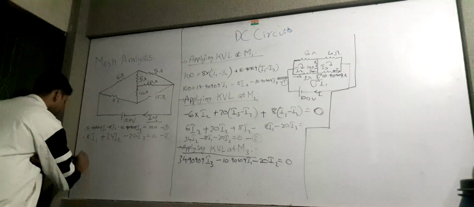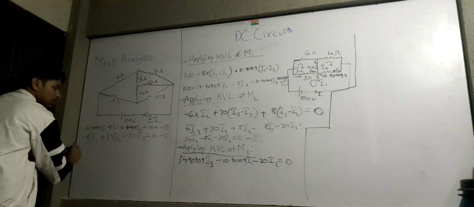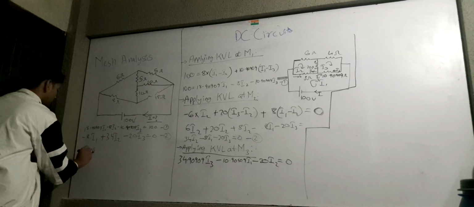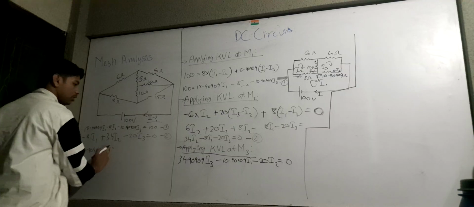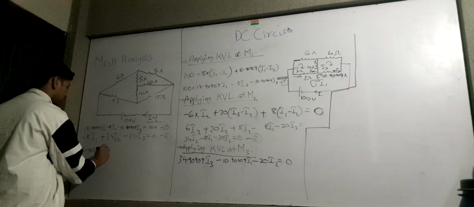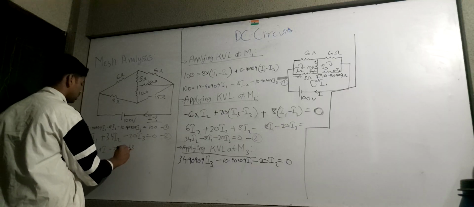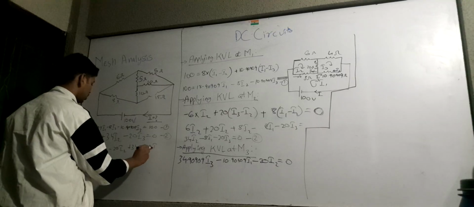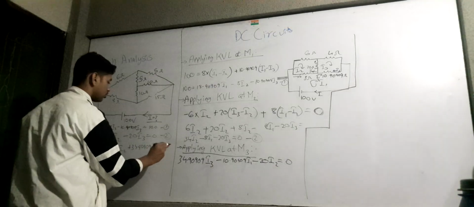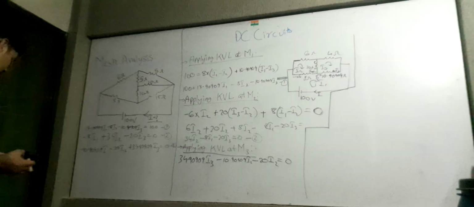And minus 10.90909 I1 minus 20 I2 plus 34.90909 I3 equals 0. That would be our equation 3. Let's put that in the calculator.